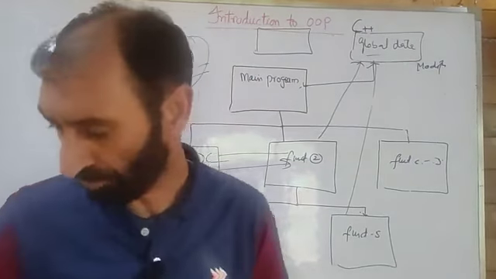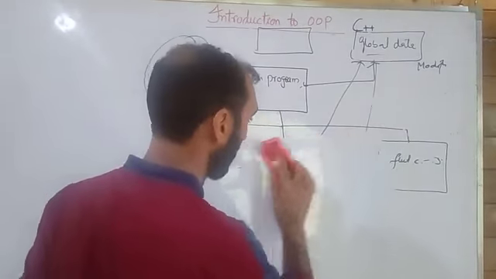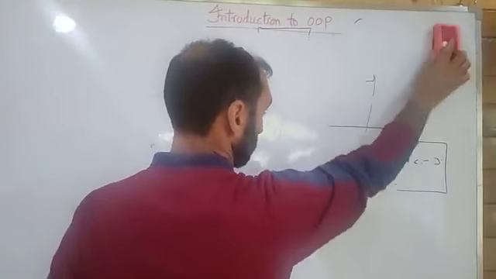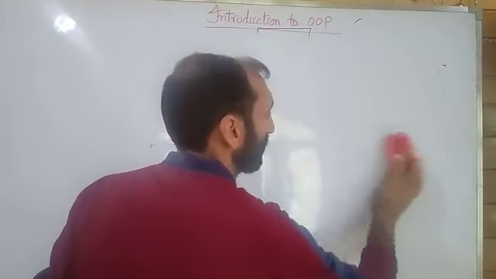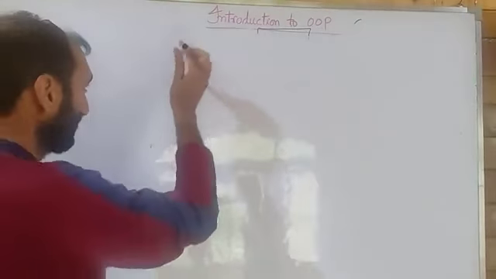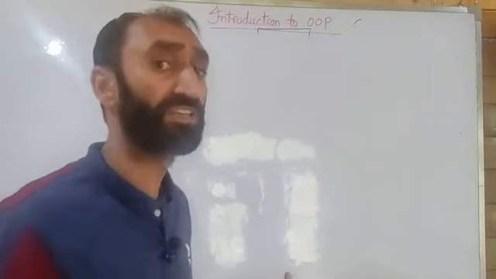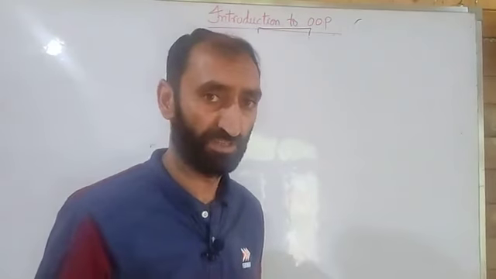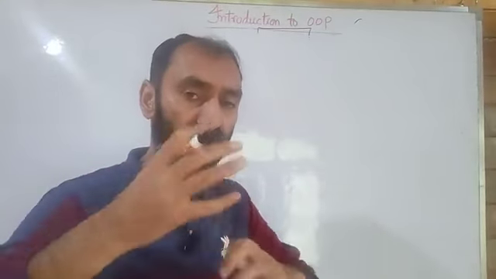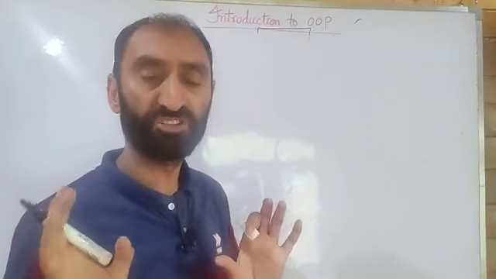So we can say in procedural oriented programming, a large program is divided into smaller programs, which can be further divided into sub programs, and those small sub programs are called functions. Number two, in this type of programming, the global data is going to be shared by all the functions present in the system. So data moves freely around the system. So the data is not secure.